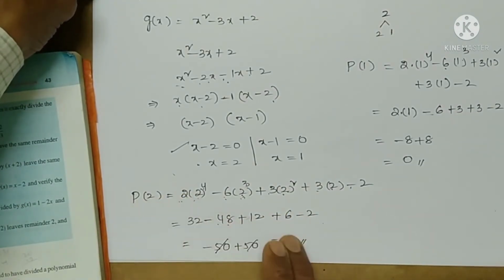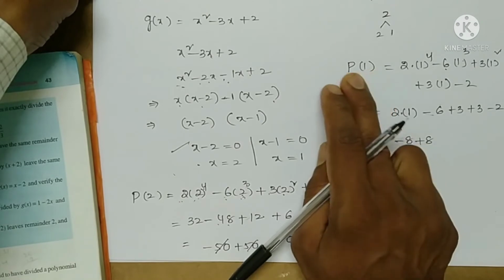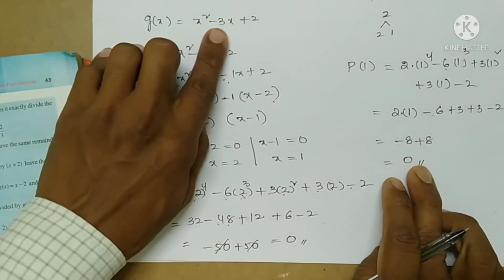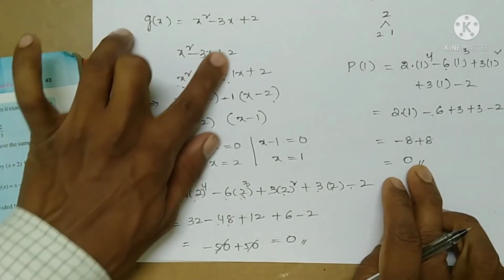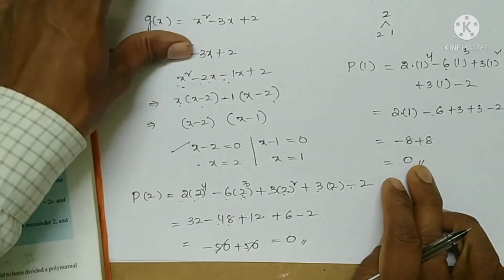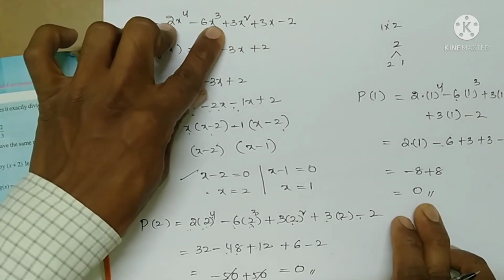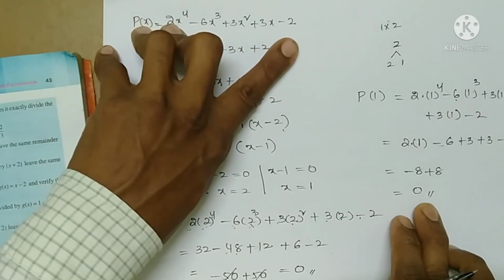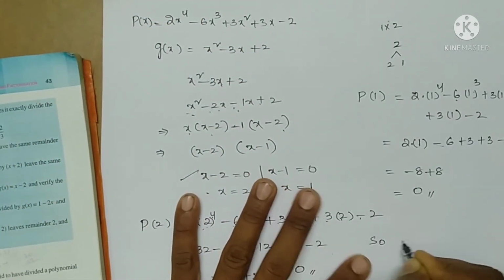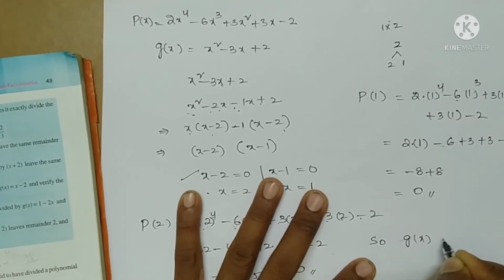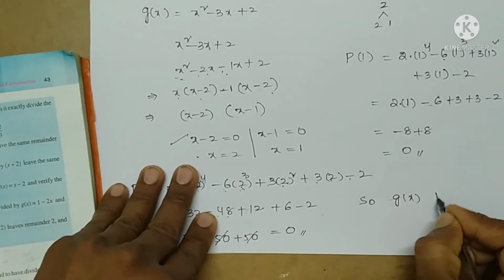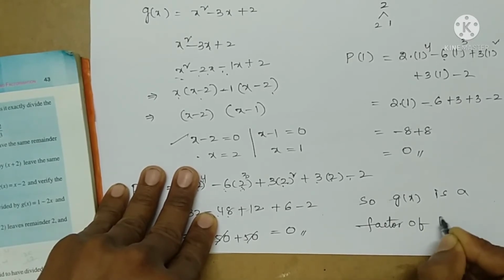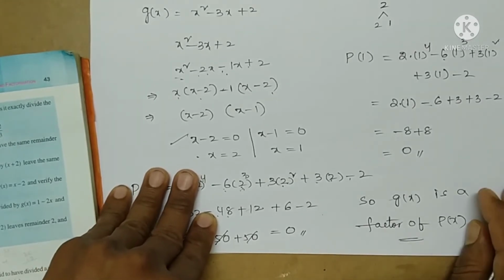Here p of 2 is equal to 0, and p of 1 is equal to 0. So we can conclude that x square minus 3x plus 2 is a factor of the given polynomial 2x power 4 minus 6x cube plus 3x square plus 3x minus 2. So g of x is a factor of p of x. This is our final result.